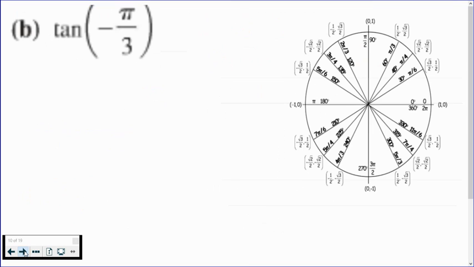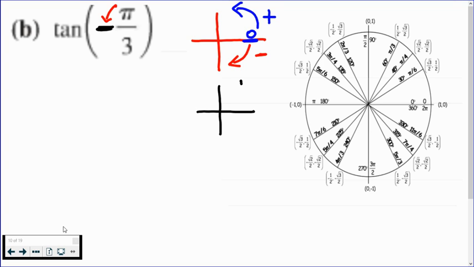Let's try one more. I have tangent of a negative angle. So as we remember, negative angles mean that you're going to be moving backwards on the circle. So we're always going to start here at 0 degrees. If you're moving up, it's going to be positive angles. And if we're moving the opposite way, it's going to be negative angles. So positive pi over 3 is in quadrant number 1 because we moved up. But because we're moving down, we're going the opposite way, it goes here. So pretty much it flips over.